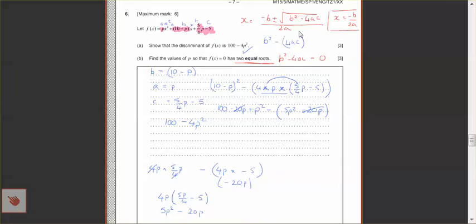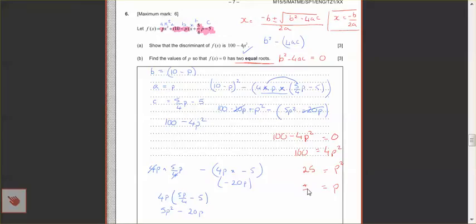You don't have to do any of that, you've just got to remember two equal roots means the discriminant equals 0. Right? So then, because of what you've already done, that just means 100 minus 4p squared has to equal 0, which means that 100 equals 4p squared, which means p squared equals 25, and p therefore equals 5 or negative 5.